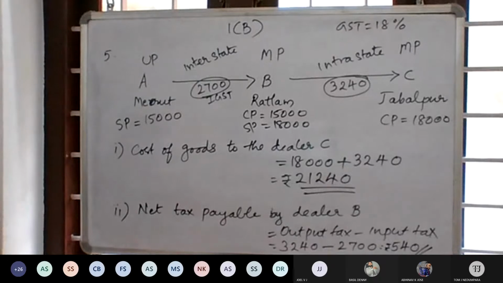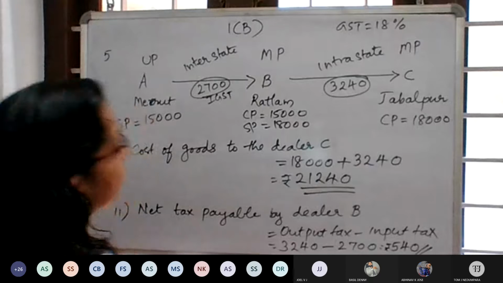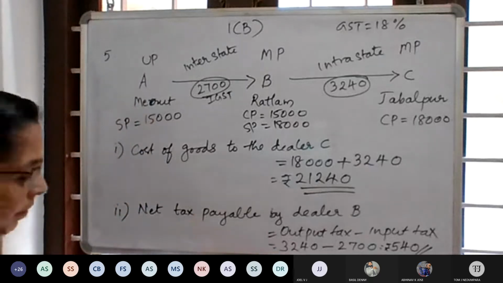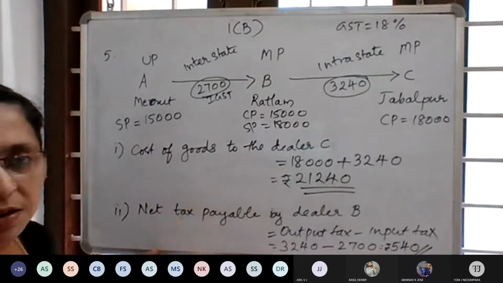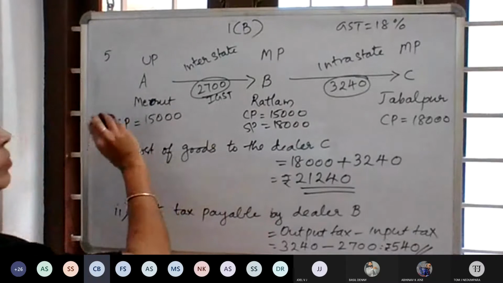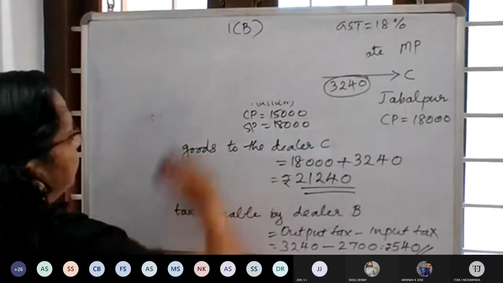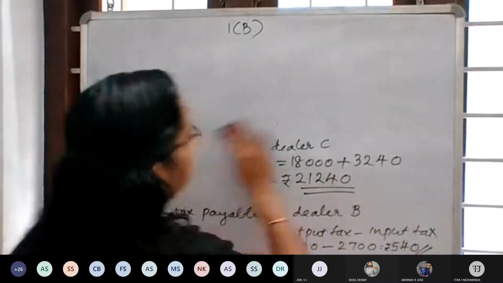Then next, sixth question. Completed. Can I rub? Yes, ma'am. Any doubt in this fifth question? Understood now? Yes, ma'am. Then sixth. Read that, saying. Do it.